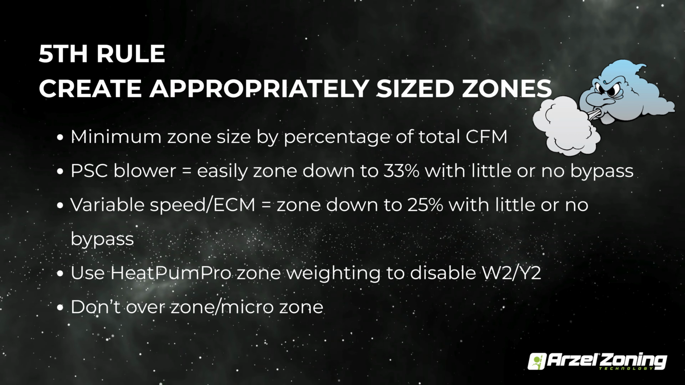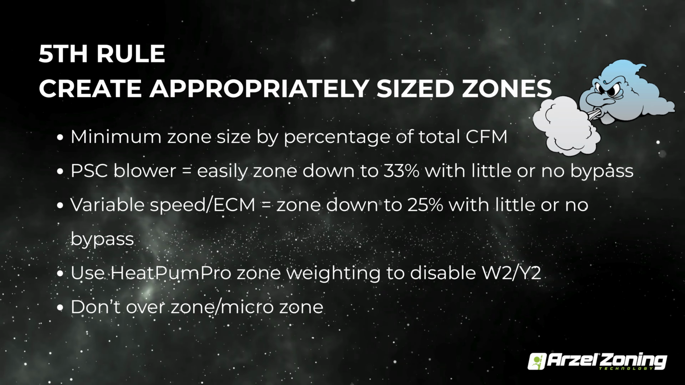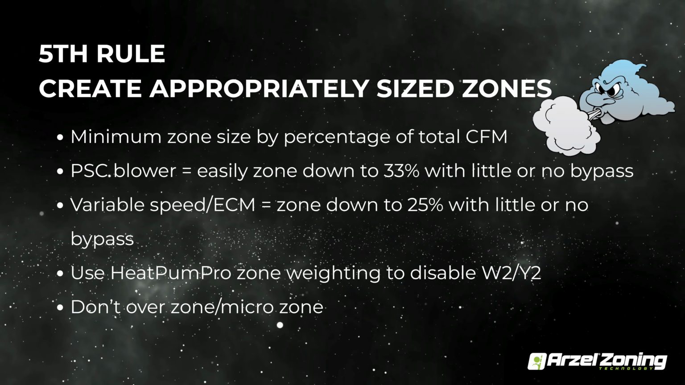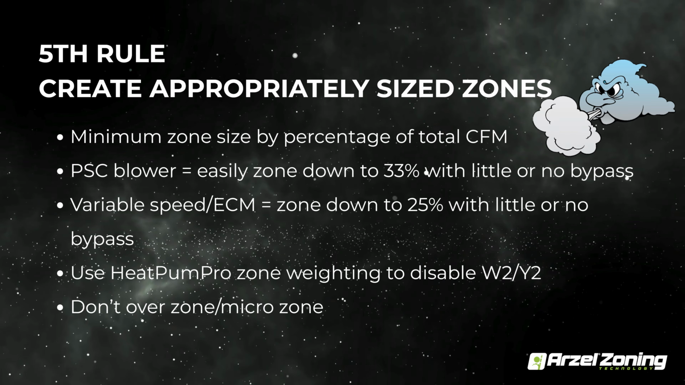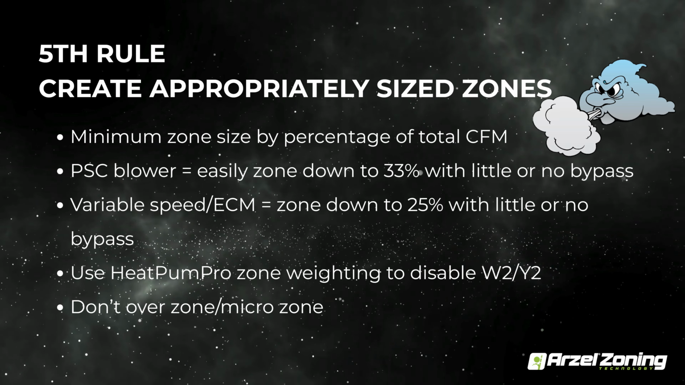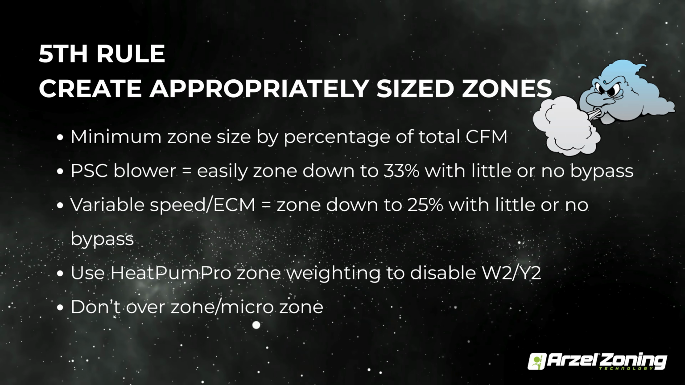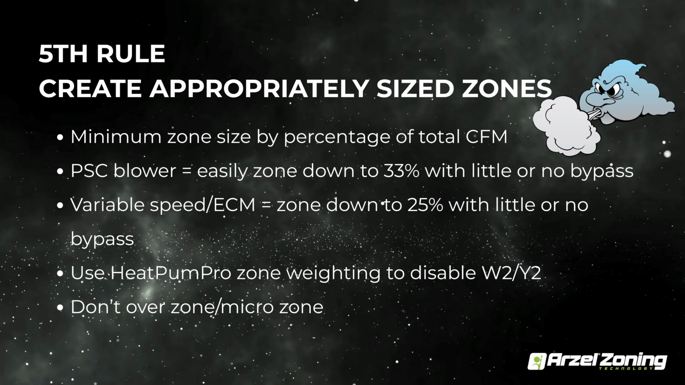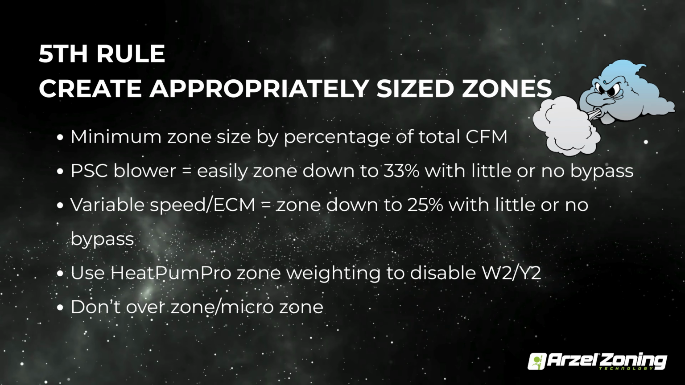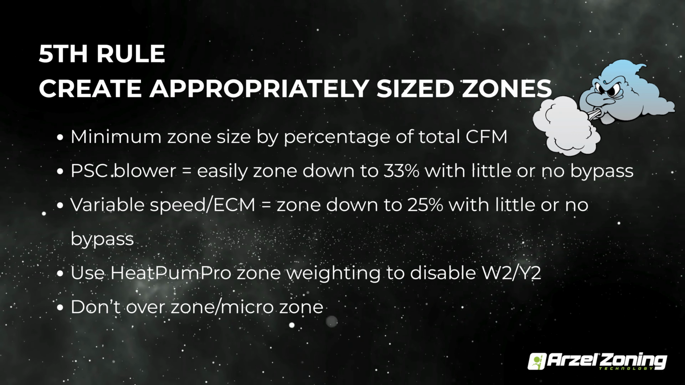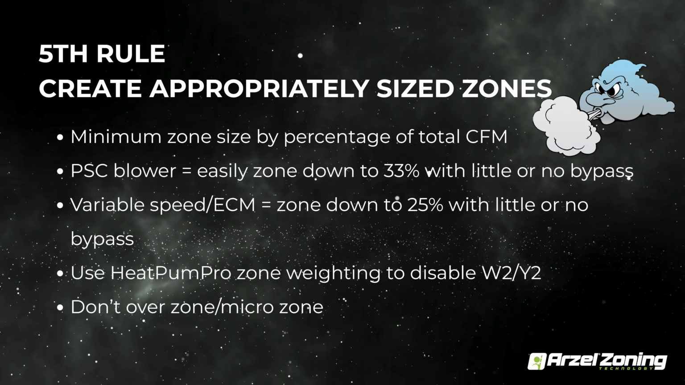If you have an old system PSC blower, you can easily get down to a third of the ductwork and not have to worry about a problematic job. Some job is going to be hard on the equipment, have a lot of air noise, require a lot of bypass, anything like that. You can go smaller than that. It just might mean that you need to add a bypass to control a little bit of the static pressure. But if you start getting down to like a couple of runs, 1 or 2 runs, that's probably going to be a problem job for you. It's just bad design practice to make zones that small.